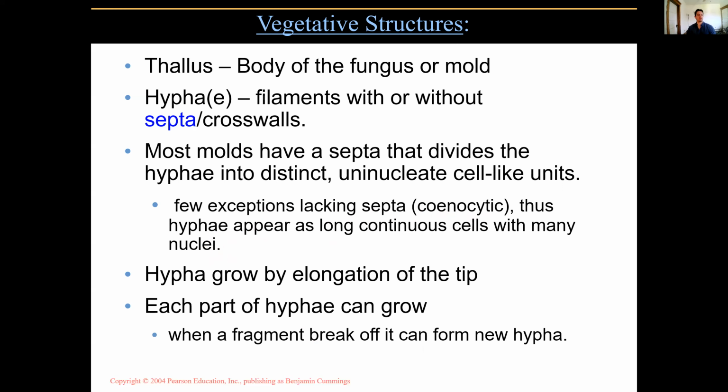Hyphae grow by elongation at the tip. We'll see an example of that also in the next slide. It's also notable that each part of a hypha can grow, so when a fragment breaks off, it can form new hyphae. In the lab, typically fungi are grown from fragments obtained from the fungal thallus. So you will take a small segment and have it grow on its own, and that is how you will grow them in the lab.